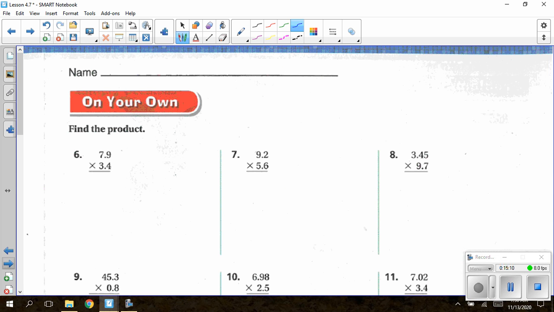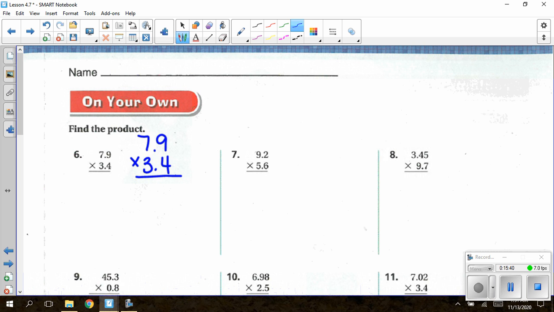So moving on to the next page, on your own, on page 273, you should pause, try to do a few on your own, and then check your answers with mine. And if you need to keep pausing as you're working to keep checking your answers, that would be a good idea. So for number 6, I have 7 and 9/10 times 3 and 4/10.